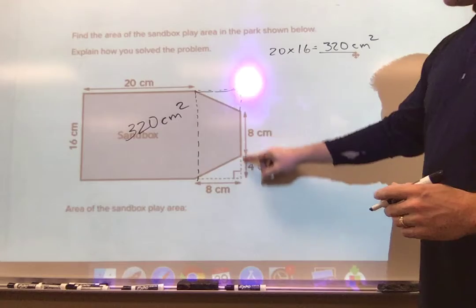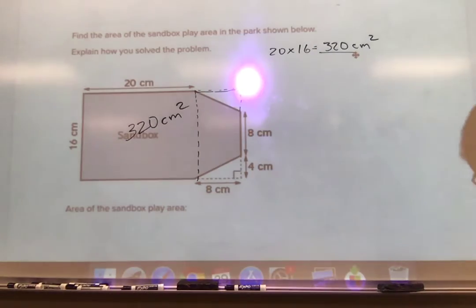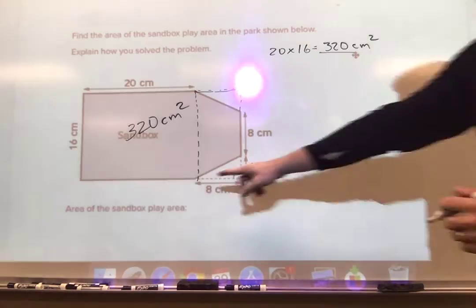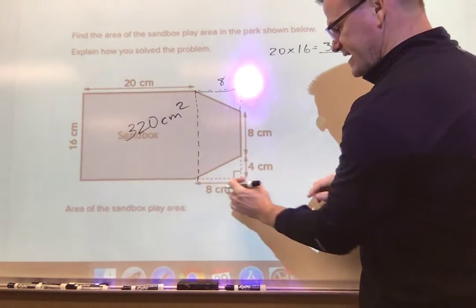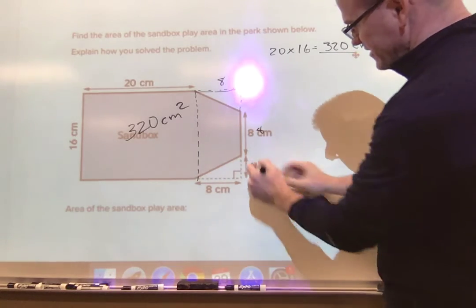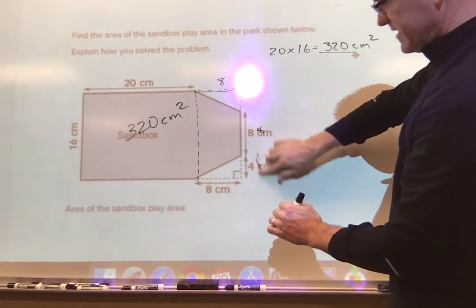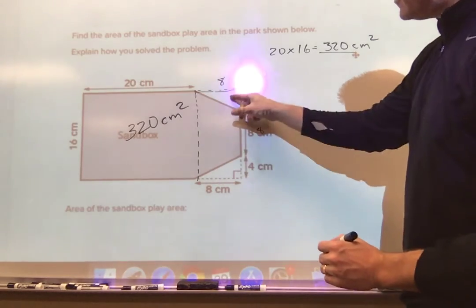Okay, now I'm also going to find the area by taking length times width of this rectangle. And I know this rectangle is 8. Okay, so from here to here I know is 8, because it's 8 down here. And I know from here to here is 8. And from here to here is 4, because it tells me that. So I know from here to here has to be 4, because these triangles are the same.